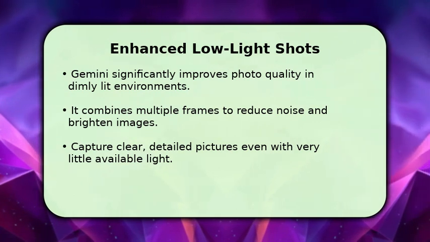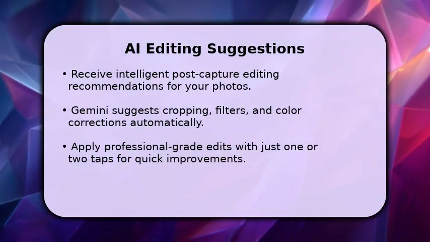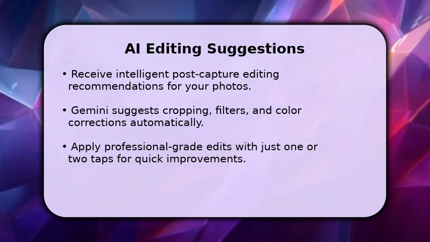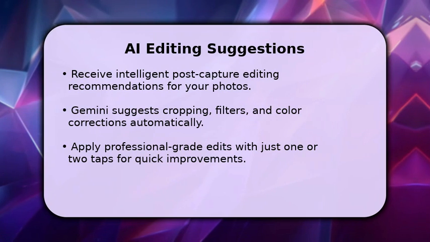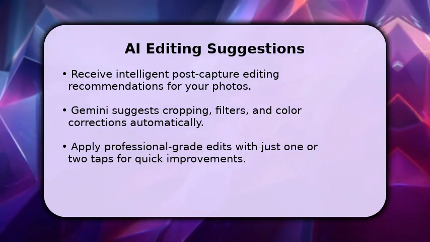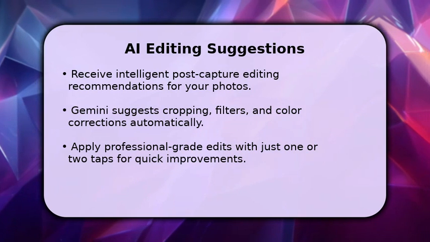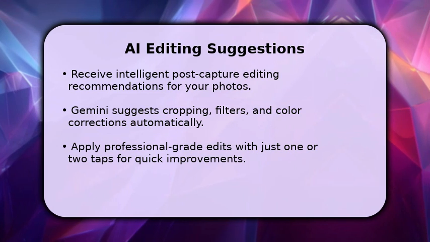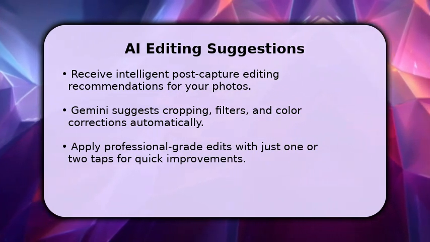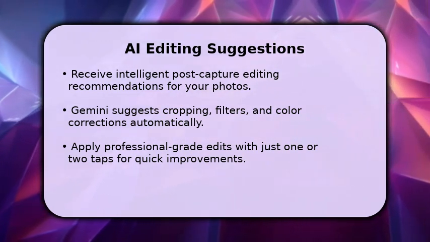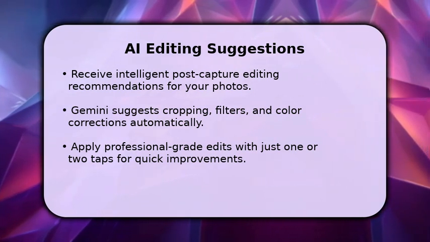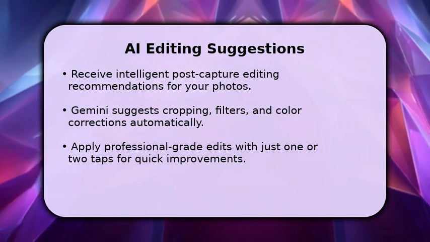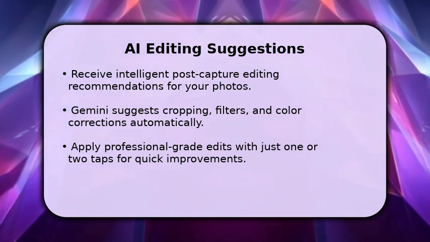making every detail visible. Finally, Gemini offers smart editing suggestions after you've taken your photo. Once an image is captured, the AI analyzes its content and provides tailored recommendations, such as suggesting a specific crop to improve composition or a filter to enhance the mood. You might see suggestions for adjusting brightness by 20% or boosting saturation by 10%. These one-tap edits help you refine your pictures quickly, transforming good photos into truly great ones with minimal effort.